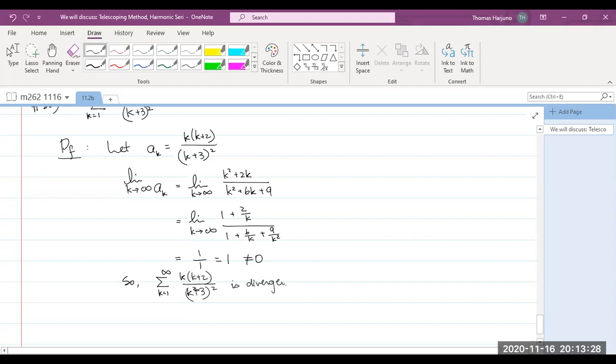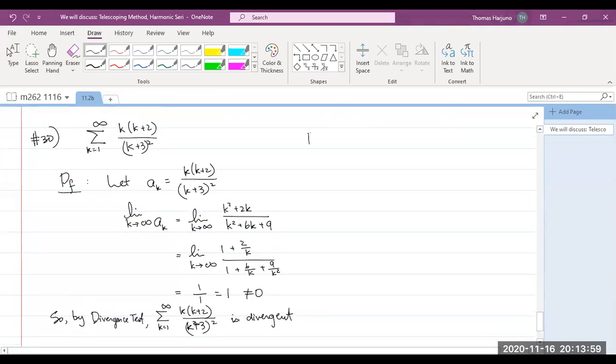Actually, we need to give the reason. If possible, write the reason at the front. So by divergence test, the infinite series is divergent. Number 30, let's do number 30. Number 32, yeah, okay, I'll do number 32.